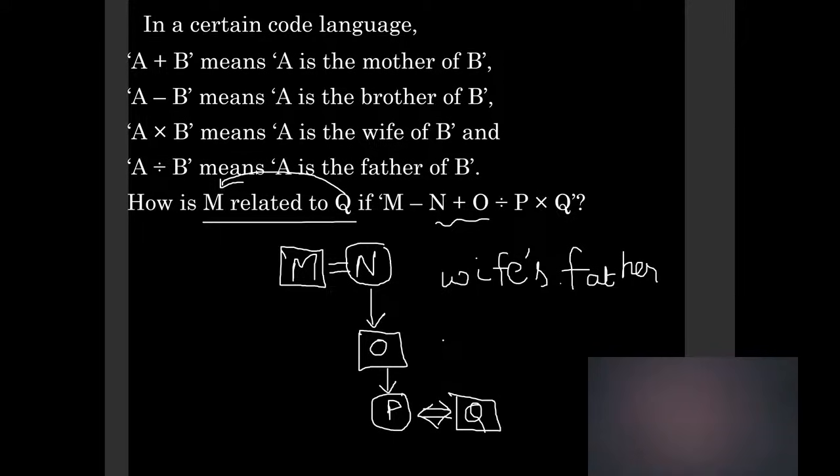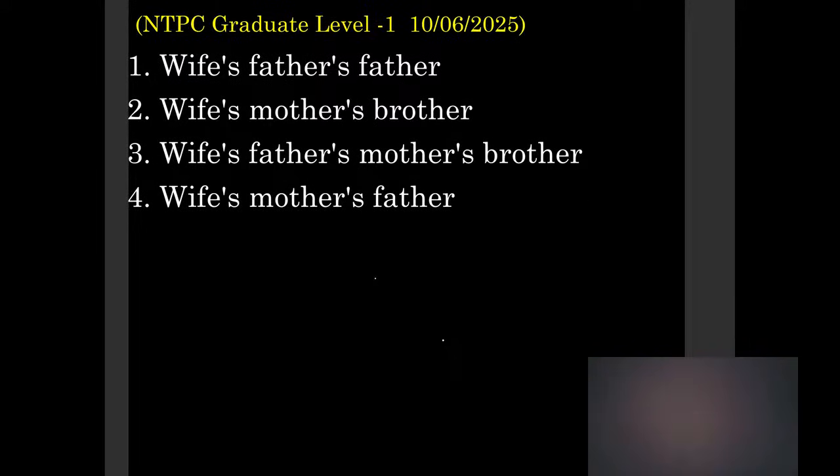Okay, wife's father. Let us check whether we can eliminate any options or not. We have wife's father in two cases. So the second one is eliminated, and also the fourth one is eliminated. Wife's father is there in two options, so one or three can be the answer. Now let us check for the next one.